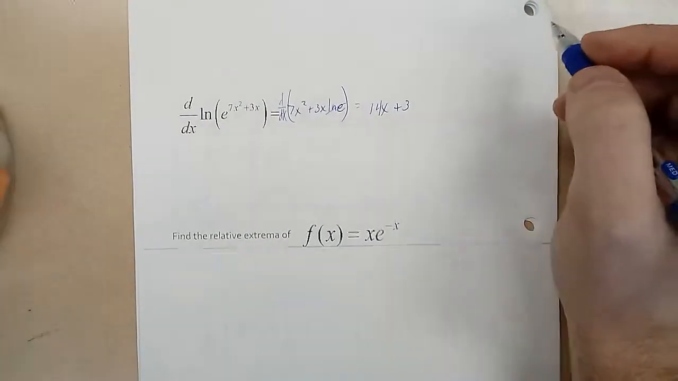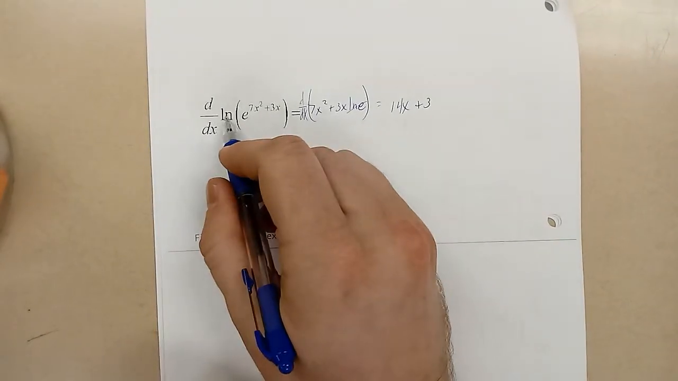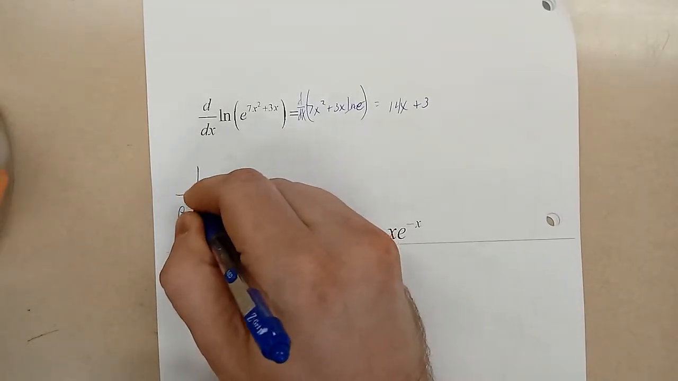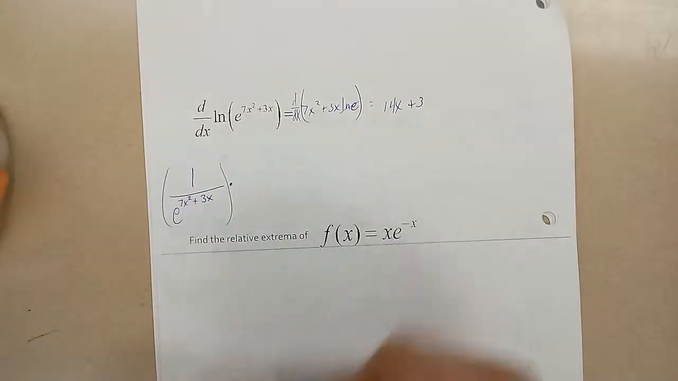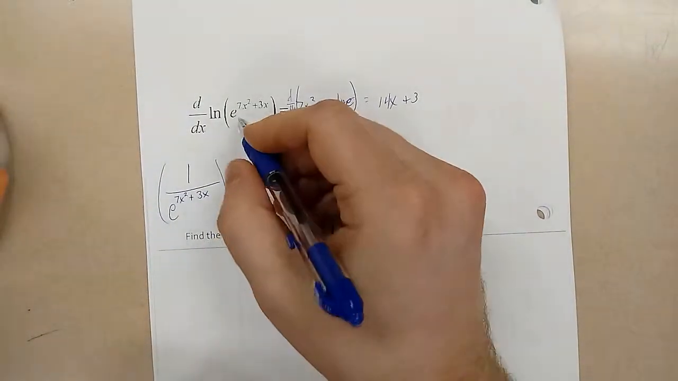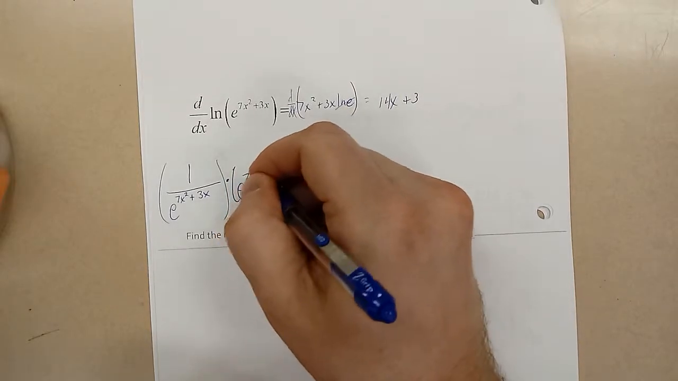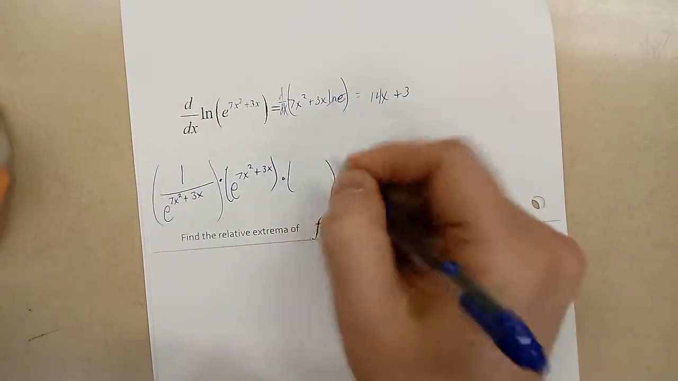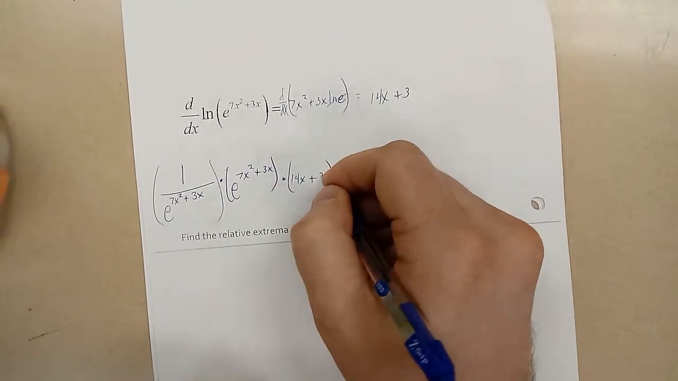All right, let's check it out. If you don't believe me that that's the answer, let's see. Take the derivative of the natural log. You flip the inside. That's 1 over e to the 7x squared plus 3x times the derivative of the inside. The derivative of the inside is the inside because it's an e thing. e to the 7x squared plus 3x. Then times the derivative of its inside, which is 14x plus 3.